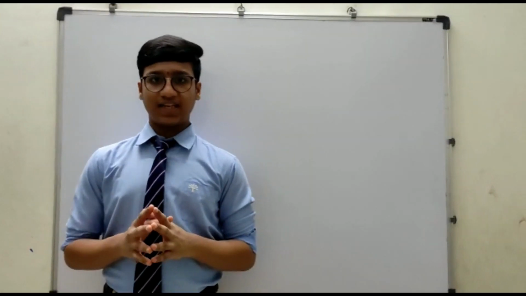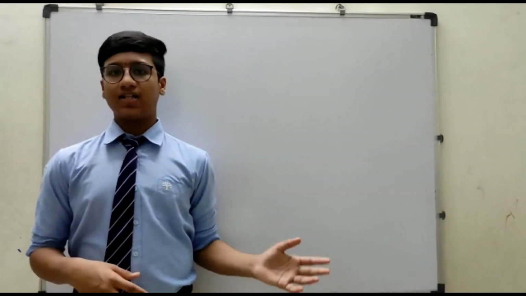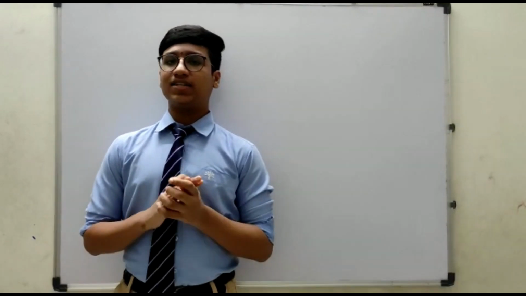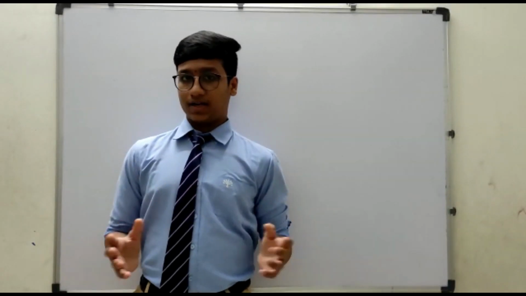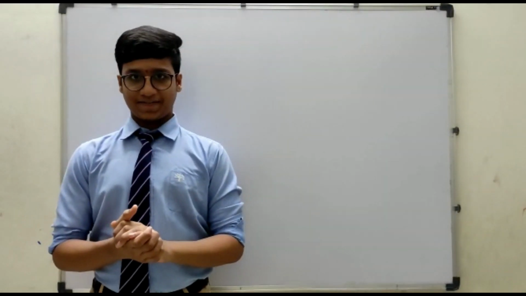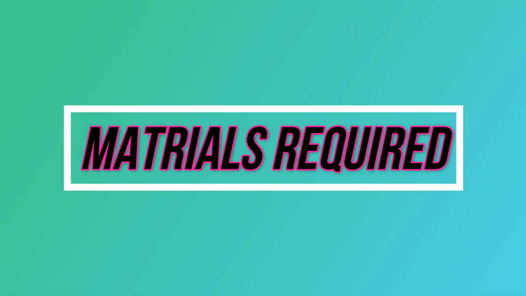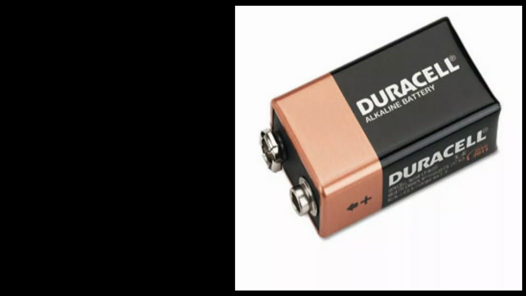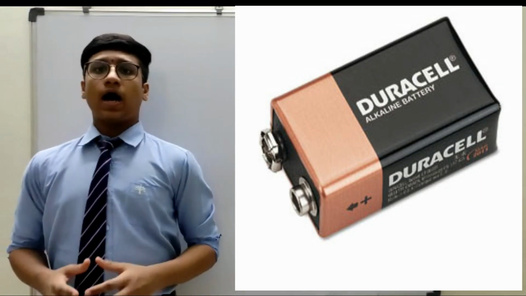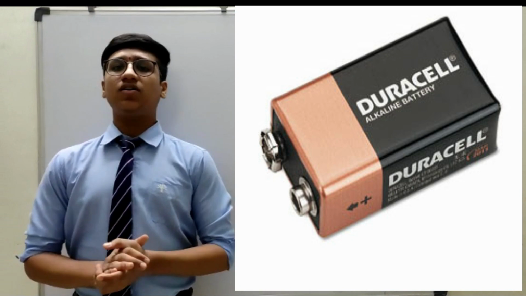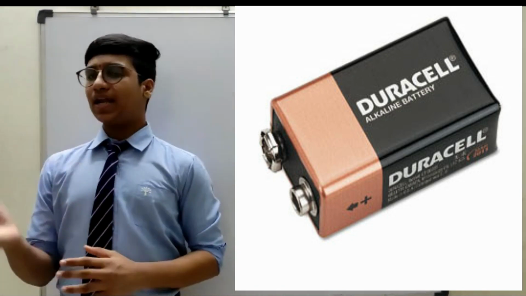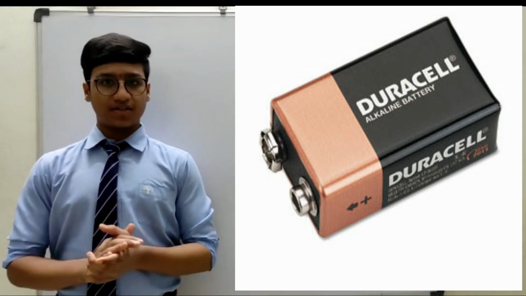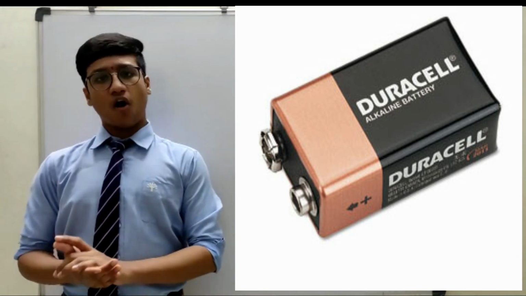Now, as we have seen what is a series and parallel circuit, let us move on to my project. The aim of my project is to show parallel circuit, the one that we discussed earlier. The materials used in this activity are first, a battery. A battery is a device that converts chemical energy into electrical energy. It provides EMF and creates potential difference, which leads to the flow of current.